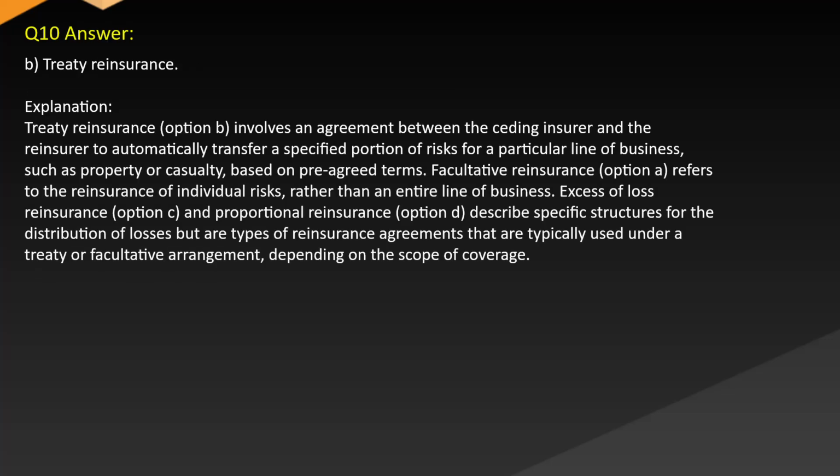Answer: B. Treaty reinsurance. Explanation: Treaty reinsurance, option B, involves an agreement between the ceding insurer and the reinsurer to automatically transfer a specified portion of risks for a particular line of business, such as property or casualty, based on pre-agreed terms. Facultative reinsurance, option A, refers to the reinsurance of individual risks rather than an entire line of business. Excess of loss reinsurance, option C, and proportional reinsurance, option D, describe specific structures for the distribution of losses, but are types of reinsurance agreements that are typically used under a treaty or facultative arrangement, depending on the scope of coverage.